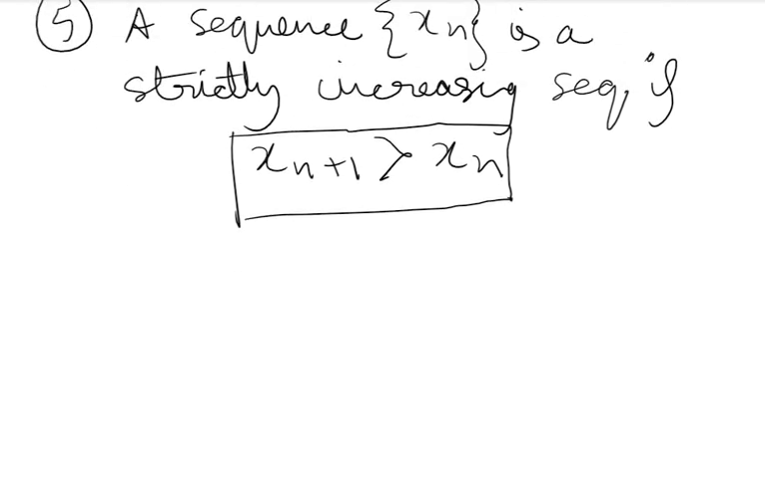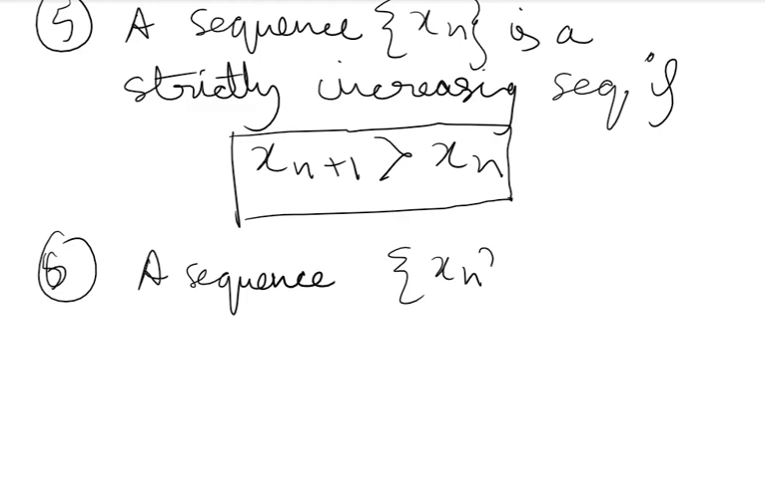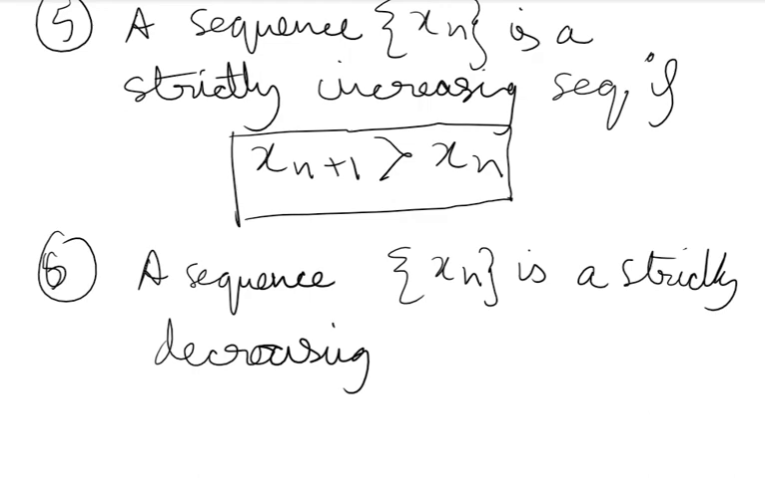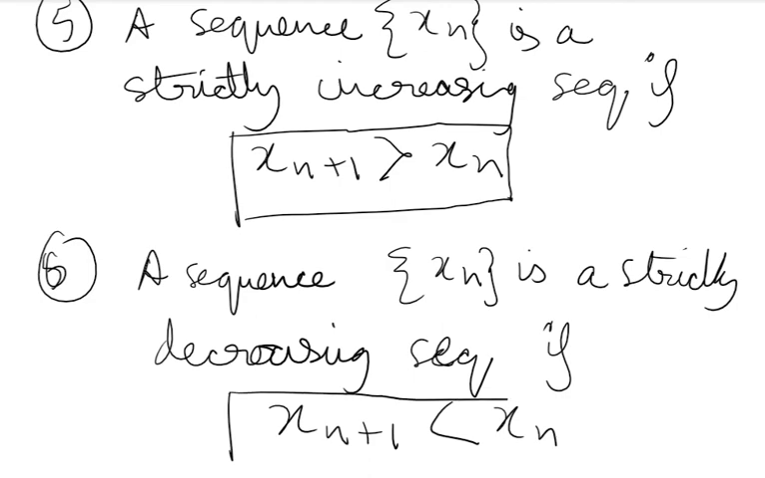Alright, let's go on to the sixth one, I'm sorry. A sequence, say xn only I am taking, is a strictly decreasing sequence if xn plus 1 is less than xn. Understood what I'm trying to say? So these are strictly increasing, strictly decreasing types of sequences, and these are actually monotonic sequences. So these are all different types.